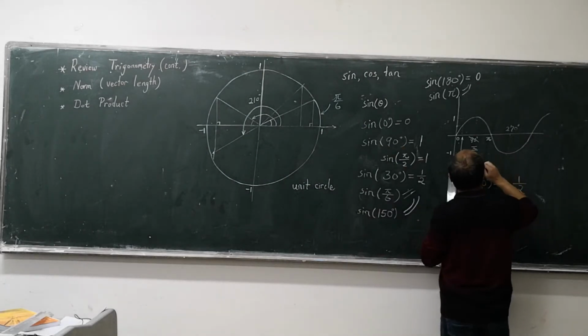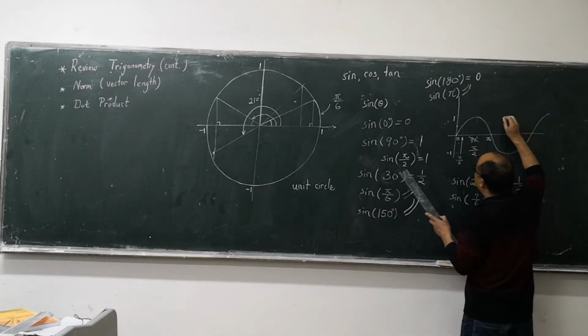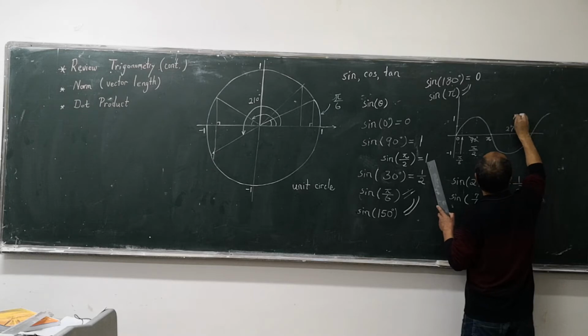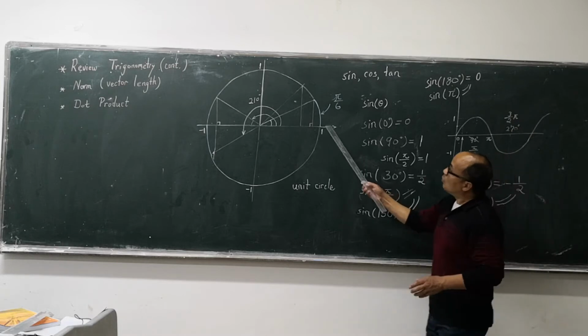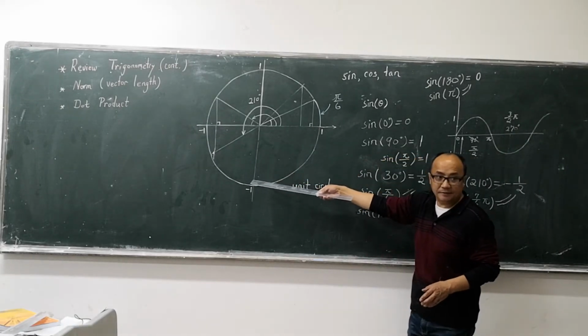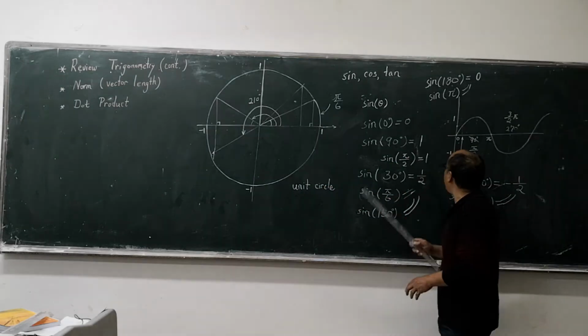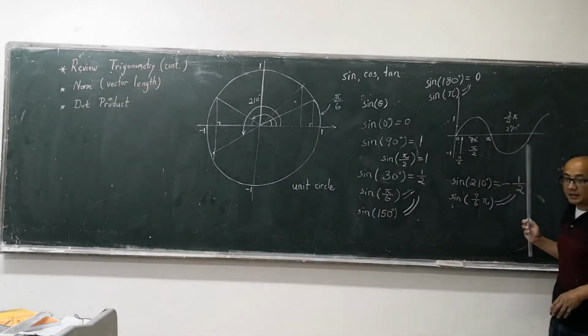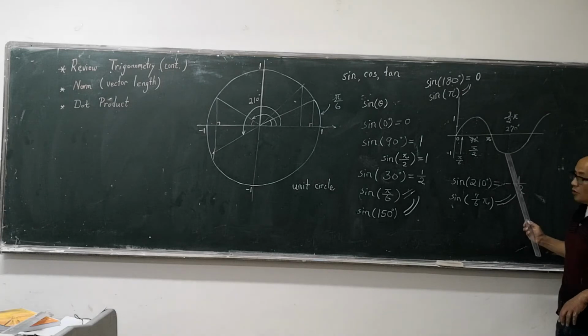And in terms of pi, what's the pi? 1 pi and half pi. Okay, 1 pi, half pi. So this becomes the lowest point.